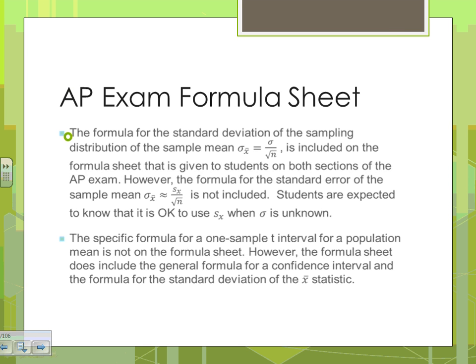So on your AP exam formula sheet, you know this formula on there. You're going to have to know that if you do not know the population standard deviation, you can use the sample standard deviation to approximate it, okay? And that is not going to be in there for the standard error formula. It's only going to be when you see the sigma on the formula sheet. But you're going to need to know that. So it's okay when you don't know sigma to use S sub x, okay?